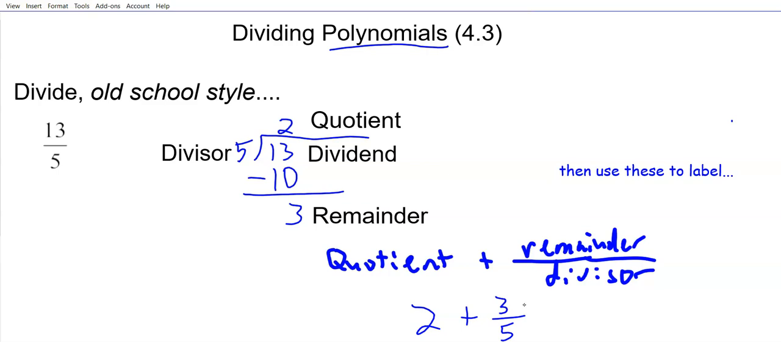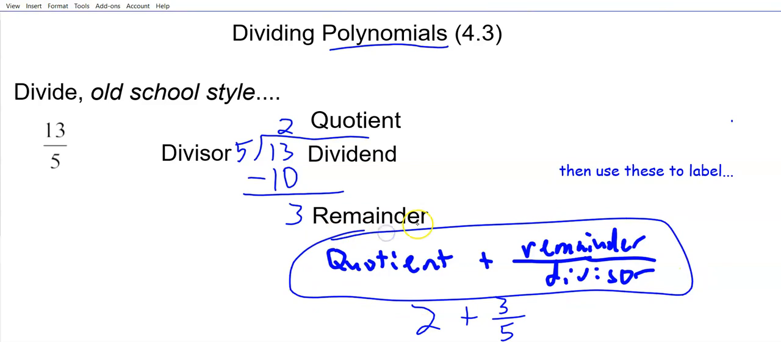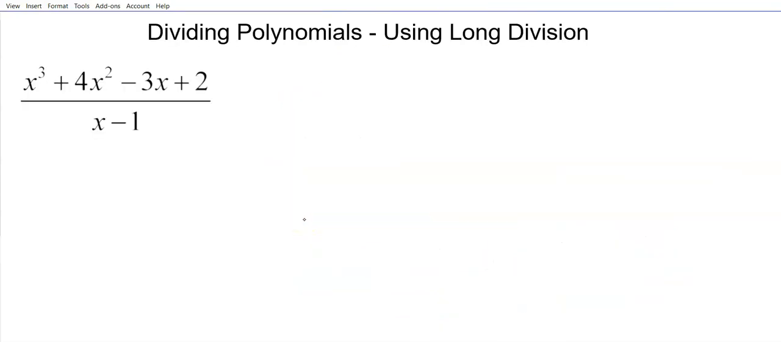But I want the answer written in this form, which is going to look a little different with polynomial division, but that's the answer. Definitely write this down. Quotient plus remainder divided by divisor. Quotient, what you get. Remainder, you're going to have a remainder sometimes. We're going to do that. So let's do long division.